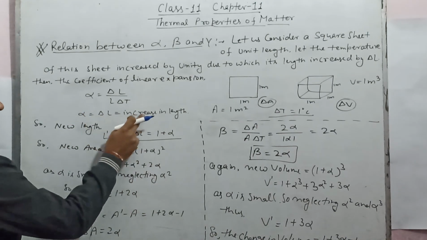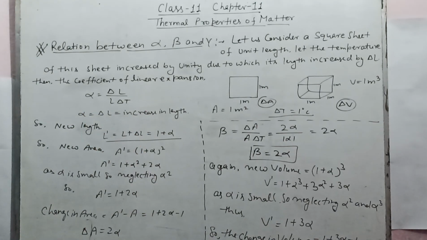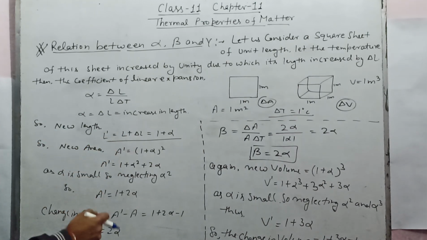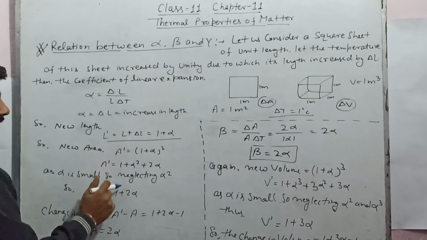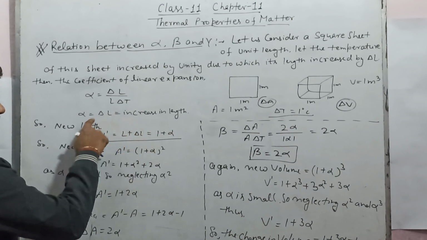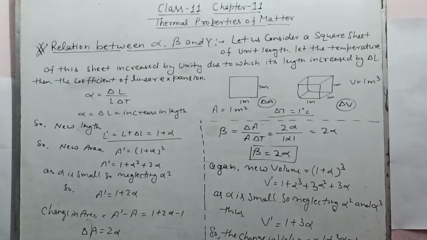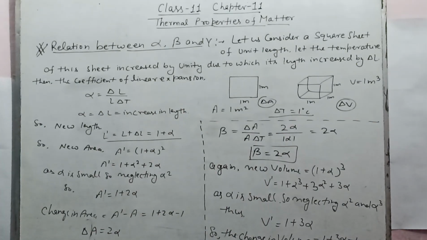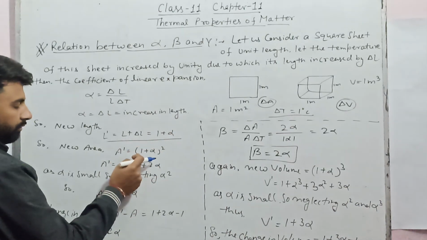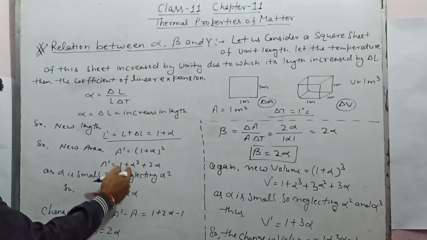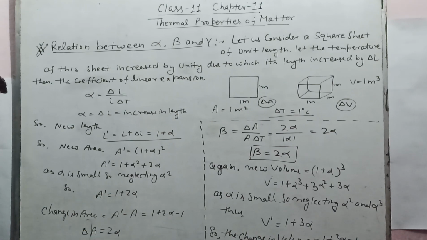What is delta L? Delta L is the increase in length. So if delta L is the increase in length, the new length L dash is equals to L plus delta L. This means initial length plus increment in length. L is equals to 1, initial length unity, and delta L is equals to alpha. So new length is equals to 1 plus alpha. So new area: the area of a square sheet means side squared. So new side is 1 plus alpha, so (1 plus alpha) square, and A dash equals 1 plus alpha square plus 2 alpha. As alpha is small, we neglect alpha square. So A dash equals 1 plus 2 alpha.